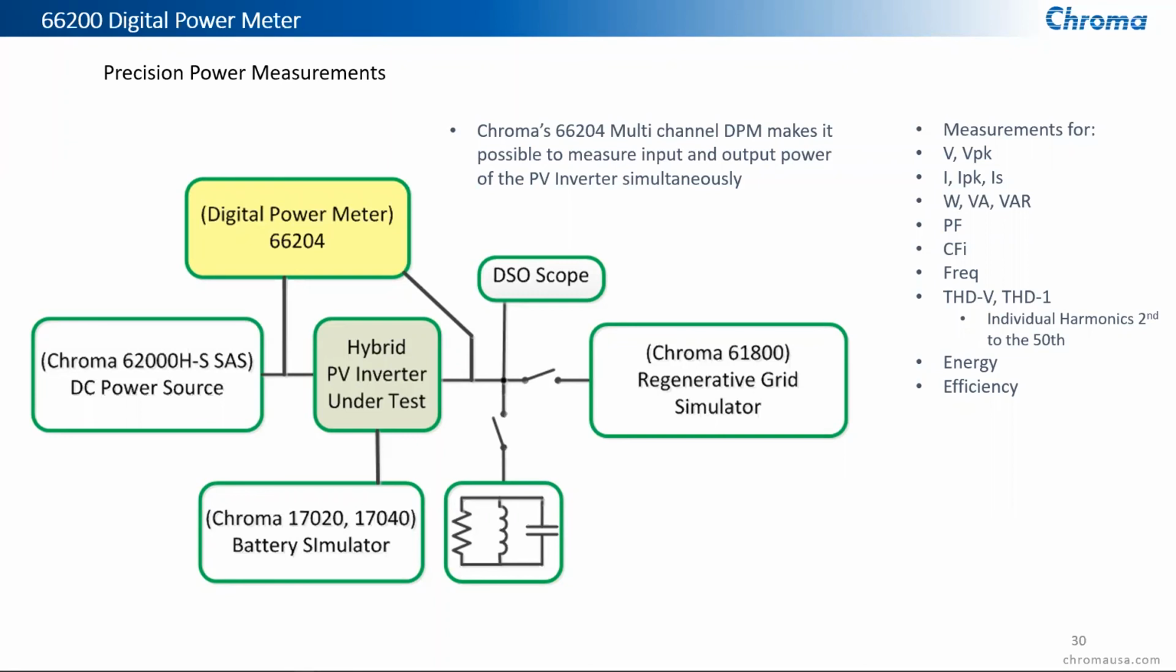You can measure voltage, voltage peak, current peak, surge currents. There's an enormous amount of things that you can measure with this unit, including energy and efficiency. So with the hybrid PV inverter, like you see here, or any PV inverter, measuring the input power and the output power gives you the ability to also display the efficiency using a 66204 power meter.